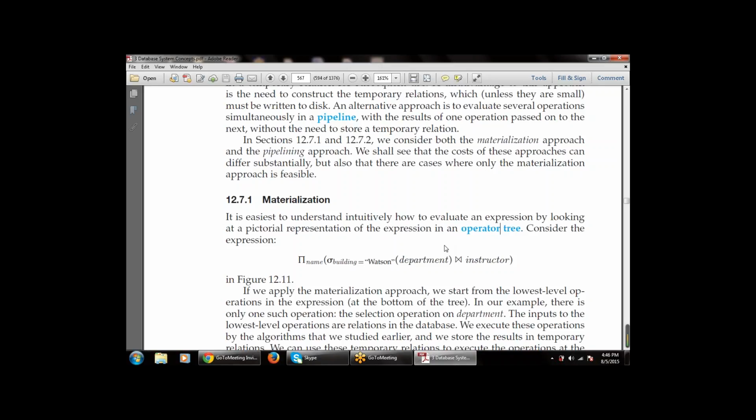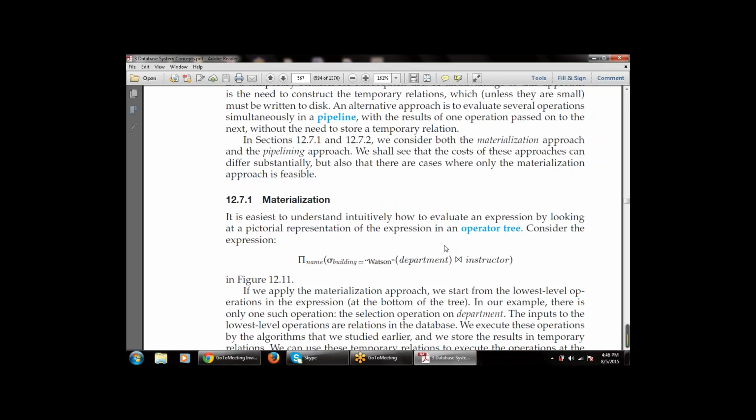So if we apply the materialization approach, we start from the lowest level operations in the expression, that is, at the bottom of the tree. In our example, there is only one such operation, that is a selection operation on department. The inputs to the lowest level operations are relations in the database. We execute these operations by the algorithms that we have studied earlier.